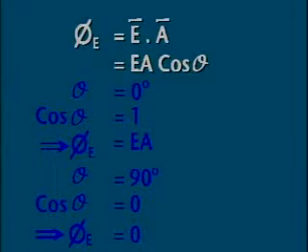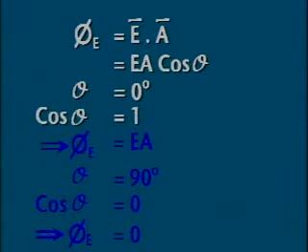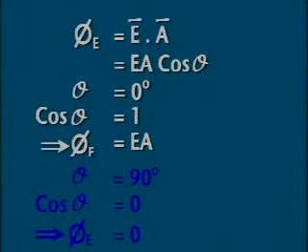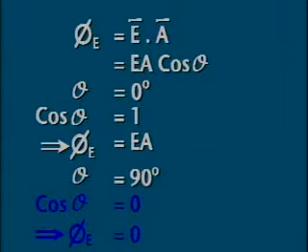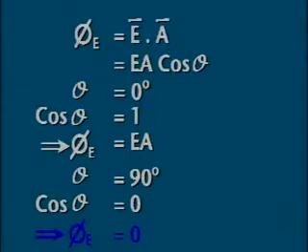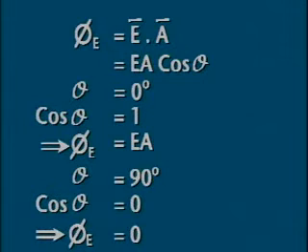Now when theta is equal to 0, cos theta is equal to 1 and flux is equal to EA; we get maximum flux for theta equal to 0. When theta is equal to 90, cos theta is equal to 0 and the electric flux is then also 0.